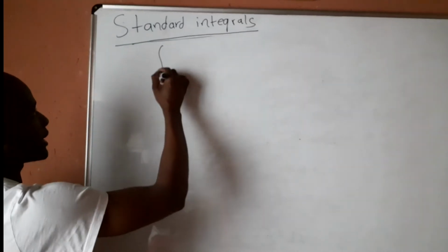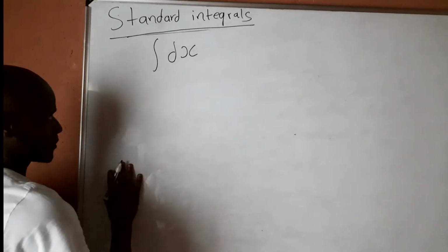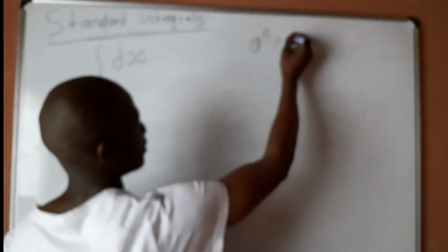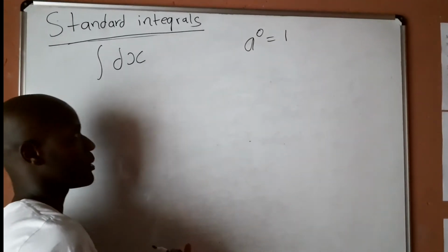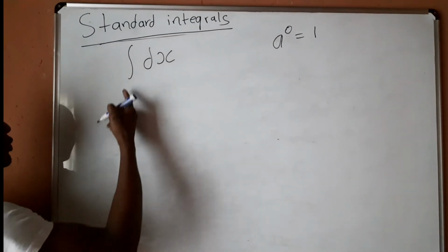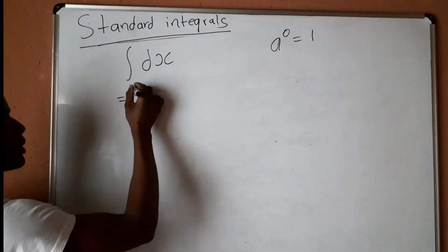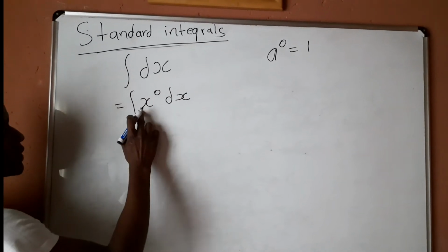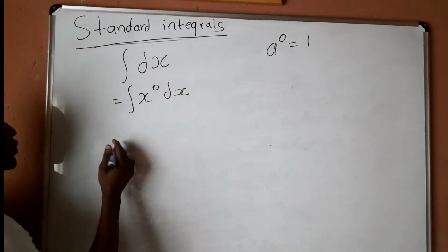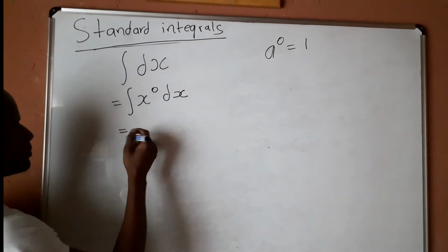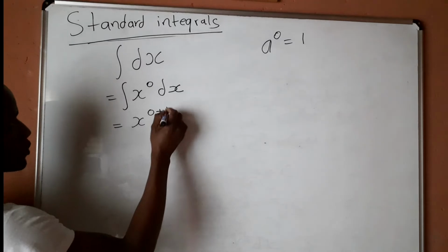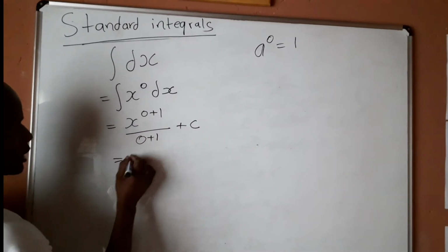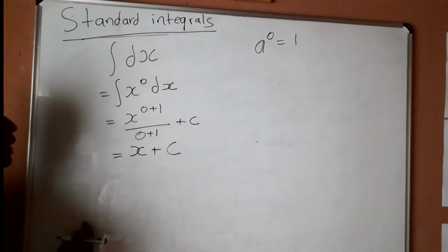Integrate dx. So remember guys, laws of exponents. A to the power of 0 is equal to 1. It means any number to the power of 0 is 1. So when we integrate dx, it is going to be the integral of x to the power 0 dx. Why? Because x to the power 0 is the same as 1. So now we integrate, it is going to be x to the power 0 plus 1 over 0 plus 1 plus c, which is the same as x plus c.